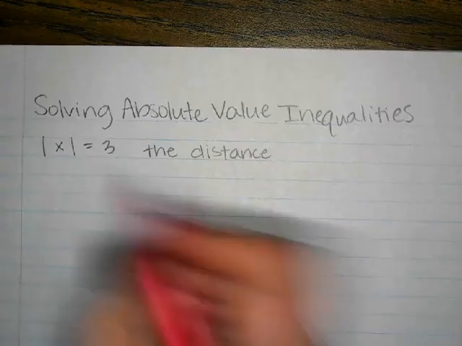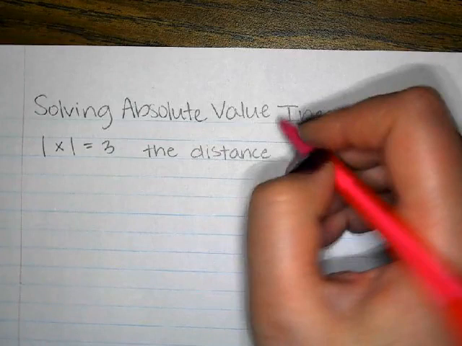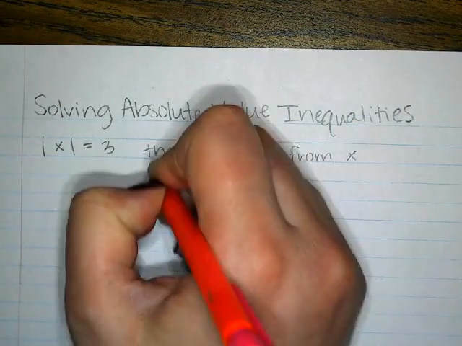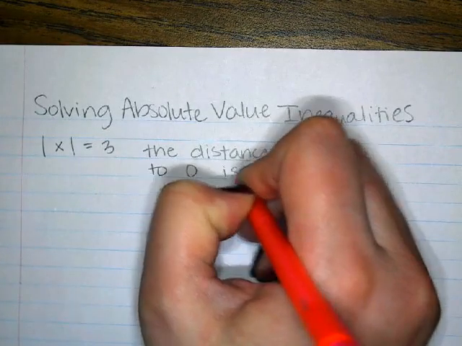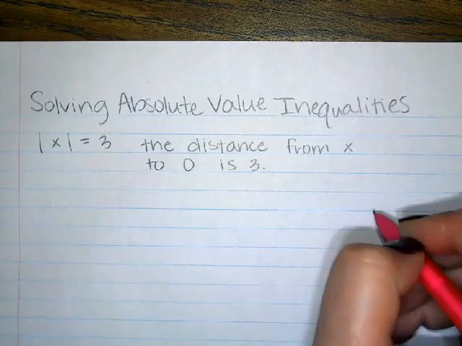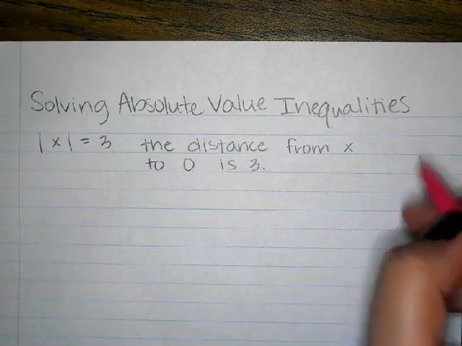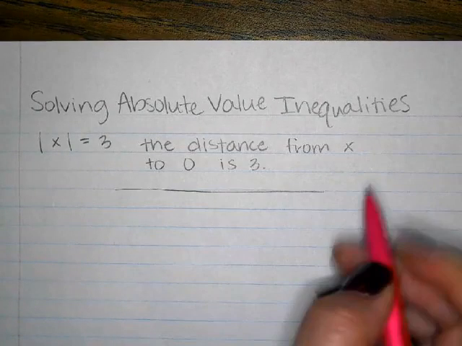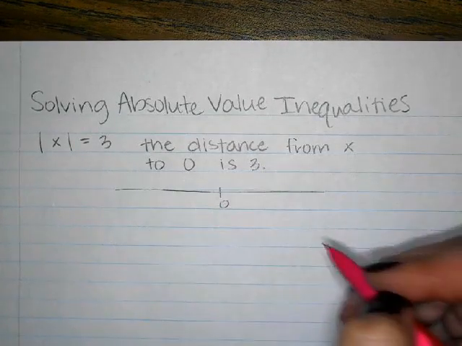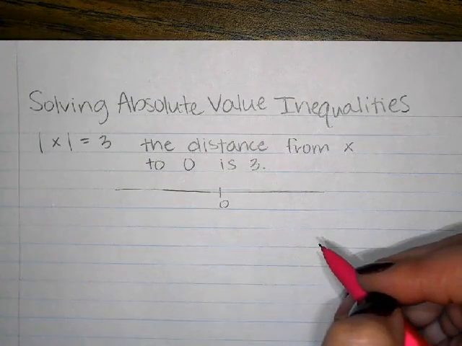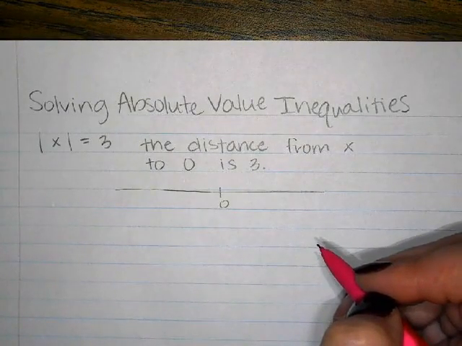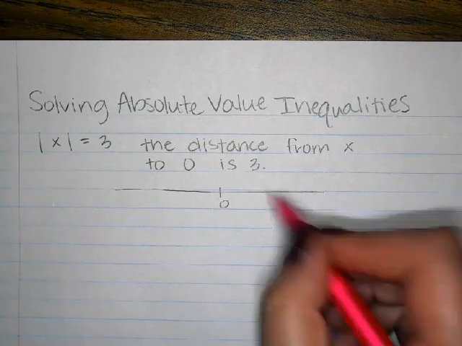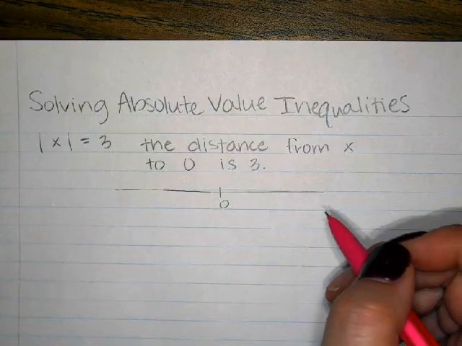Okay, so we're going to say the absolute value of x equals 3. This means the distance from x to 0 is 3. So if we were to draw this, here is 0. What answers could we have? What numbers are a distance of 3 units away from 0?